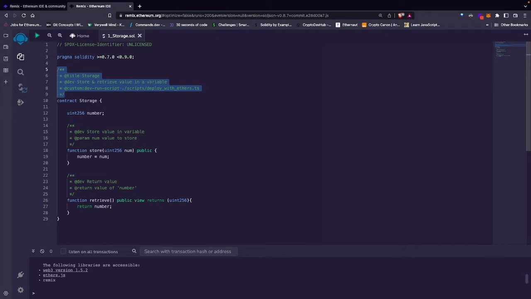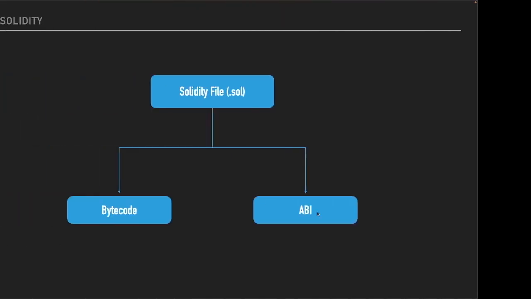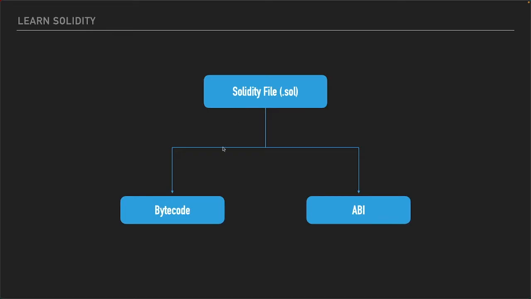Now let's move on to learning about how a Solidity file is compiled and talk about bytecode and ABI. You all can see from the diagram that a Solidity file is compiled into two parts, that is bytecode and ABI. We'll start with talking about what bytecode is and what it does, and then move on to ABI. We'll finally talk about the purpose of why a Solidity file is converted into bytecode and ABI.